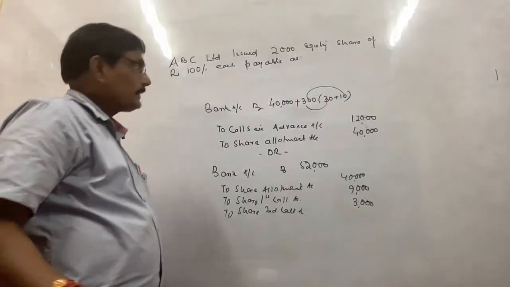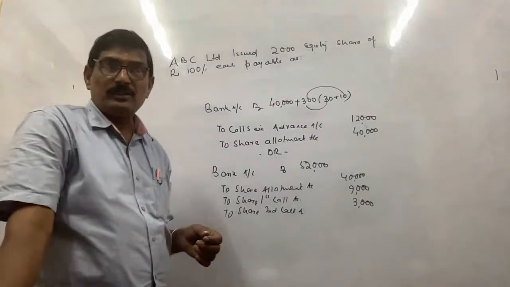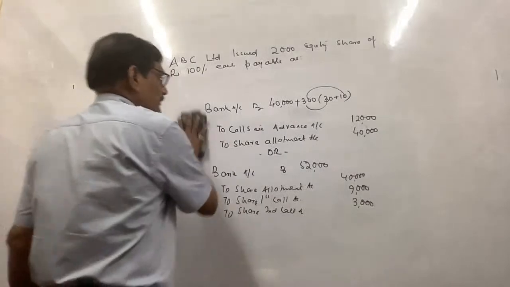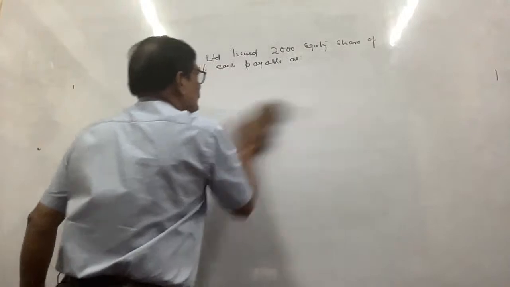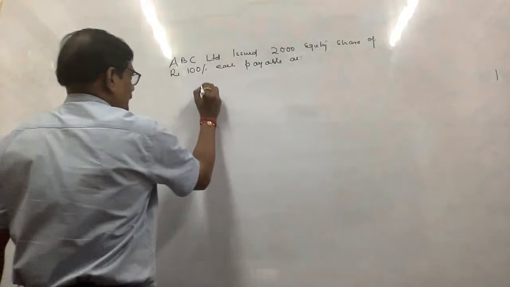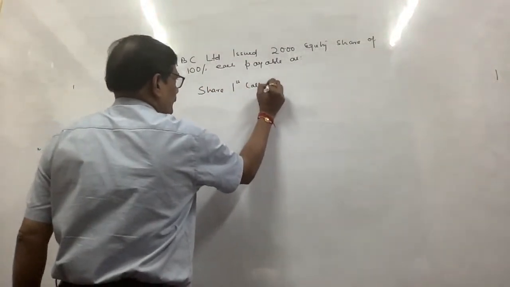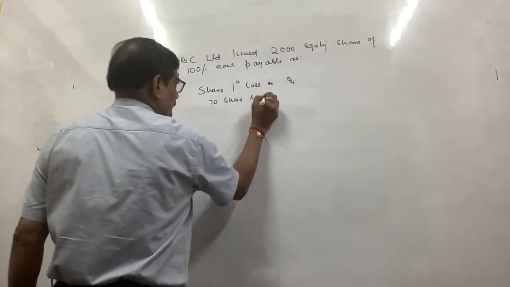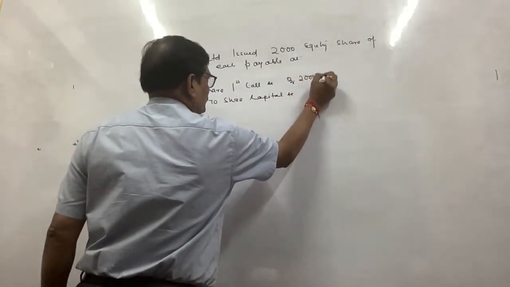Right. Next, first call due. First call due, share first call account debited, to share capital, 2,000 into 30.